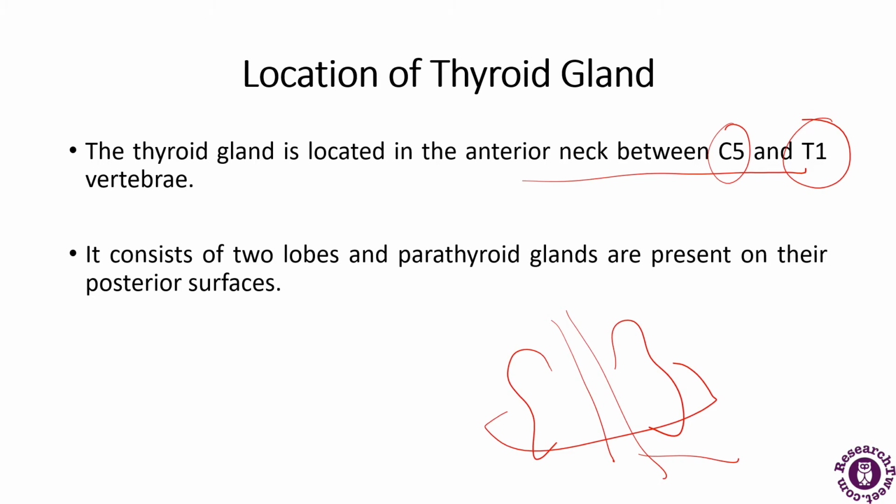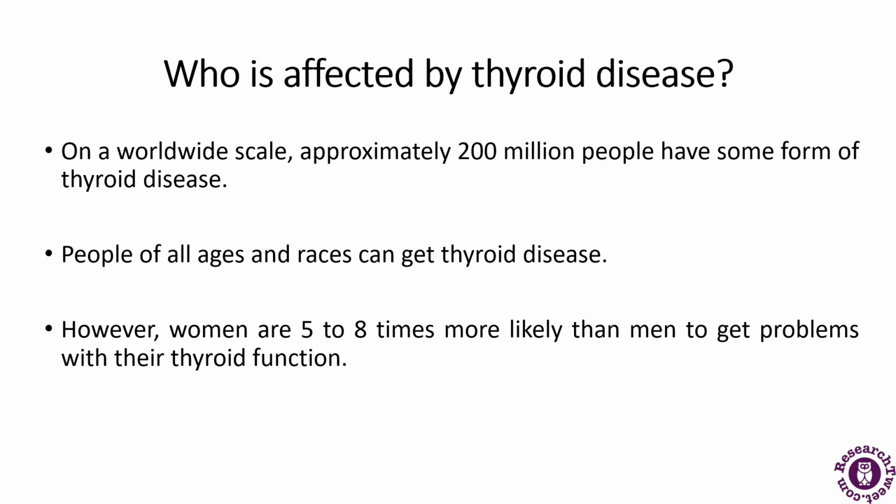And the parathyroid glands are present on their posterior surface. So this is the location of the thyroid gland. Now, who all are affected by the thyroid diseases? So now we will be talking about the diseases.